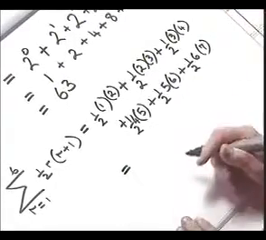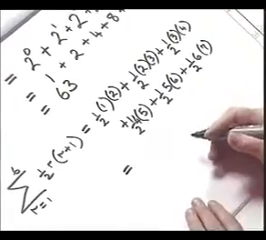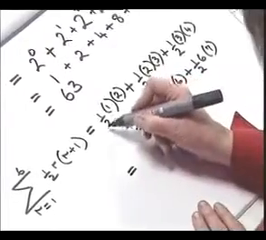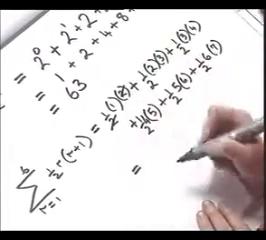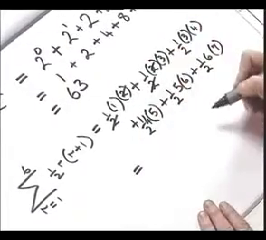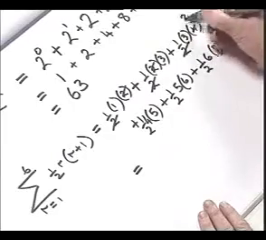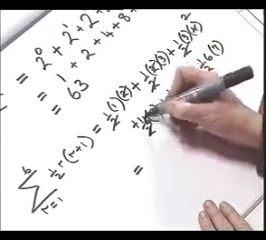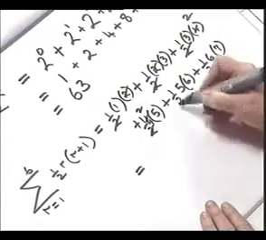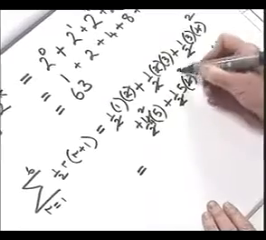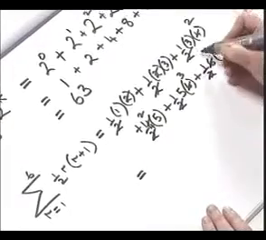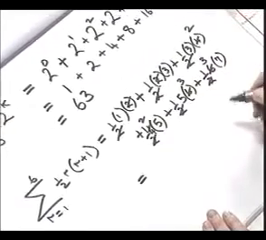And we can evaluate this out, but we can do a lot of cancelling on the way before we do any of the adding. 2 cancels with the 2 here and here. 2 cancels with the 4 to give us 2 here. 2 cancels with this 4 to give us 2. 2 cancels with this 6 to give us 3. And 2 cancels with this 6 to give us 3.